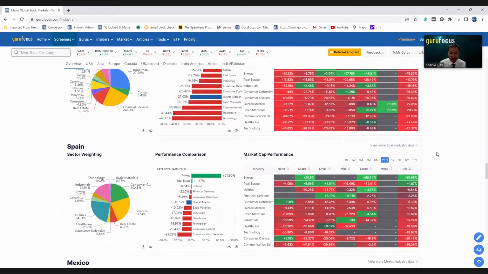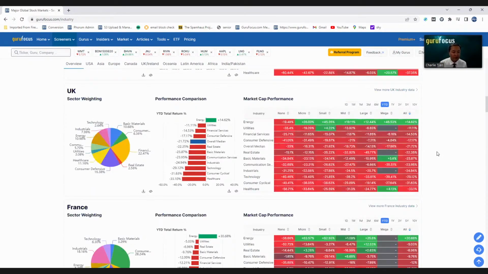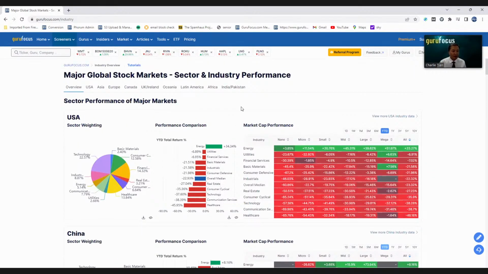Australia, Spain. This is in order of the GDP of different countries. Okay, that's the industry overview page. And if you have questions, again, feel free to ask me.